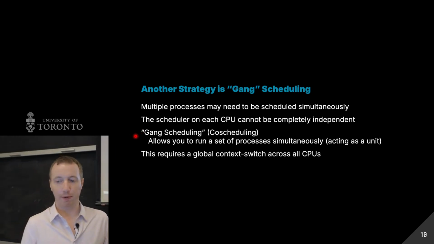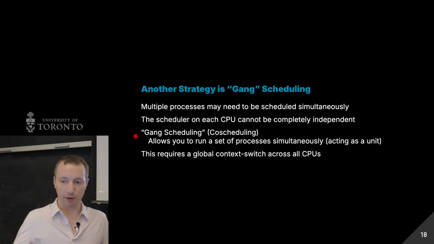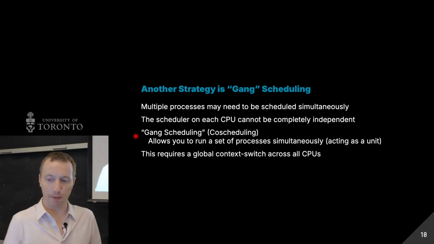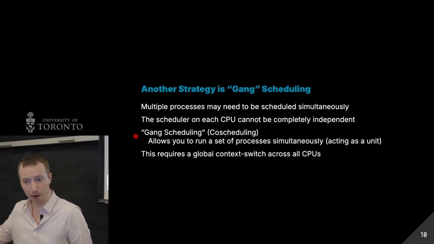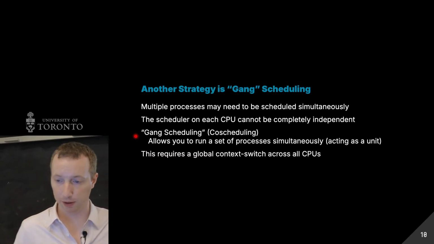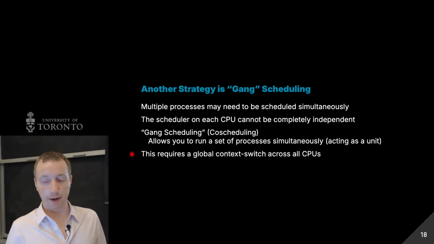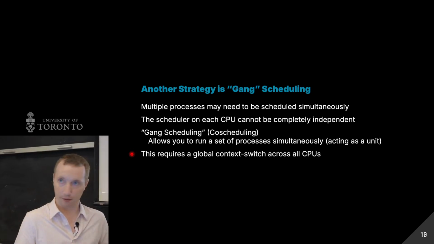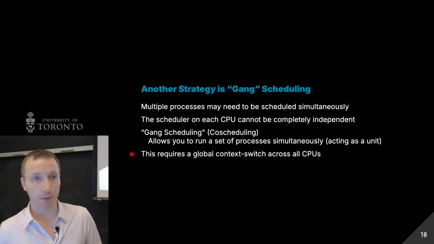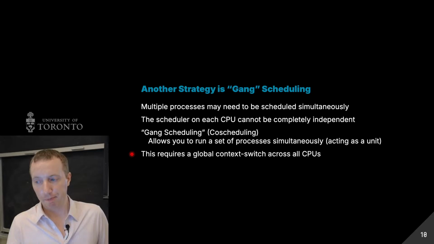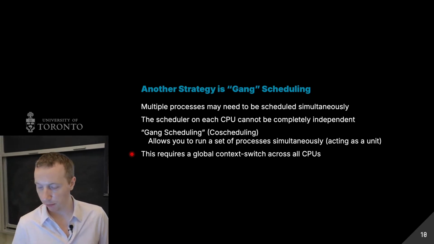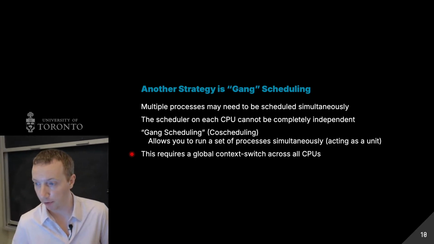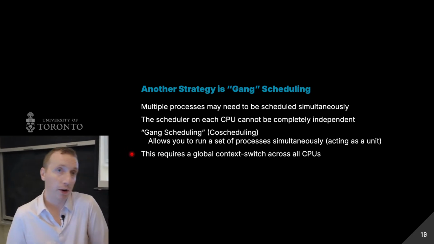So that is what gang scheduling is, sometimes called co-scheduling. It allows you to just run a set of processes simultaneously. They act as one unit. So this would require a global context switch across all CPUs. All CPUs need to switch which process they are running. More of a thing in high performance computing. We don't really care about that much in this course, but it's a term that you should know.